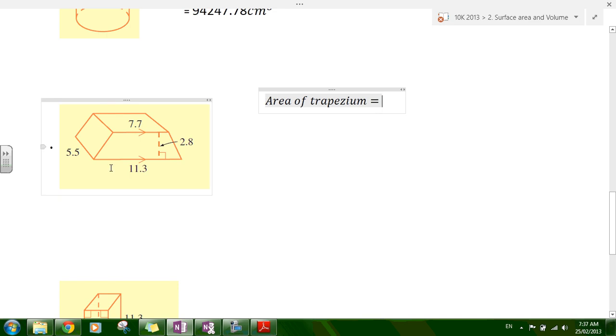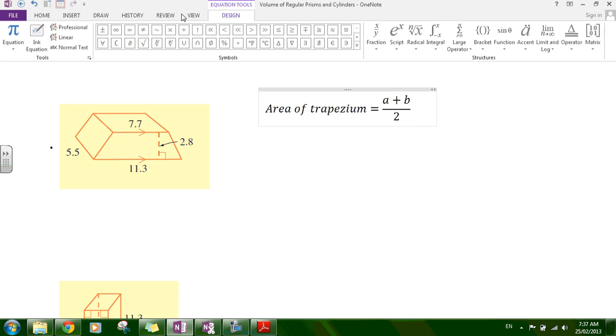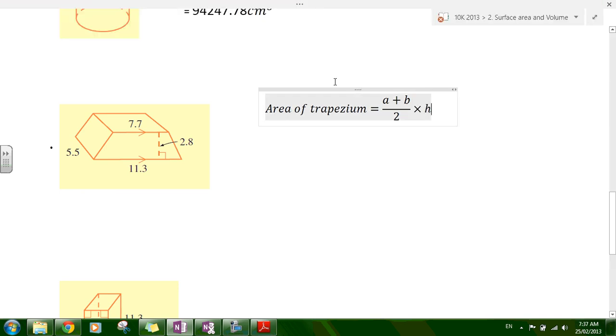So we talk about this bottom side, well, let's call it A, and we'll call that B. So the two parallel sides, A plus B over 2, the average of the two parallel sides, multiplied by H, which in this case is 2.8, its height. So the perpendicular height, and you multiply that with the average of the two parallel sides. A plus B over 2 times H.